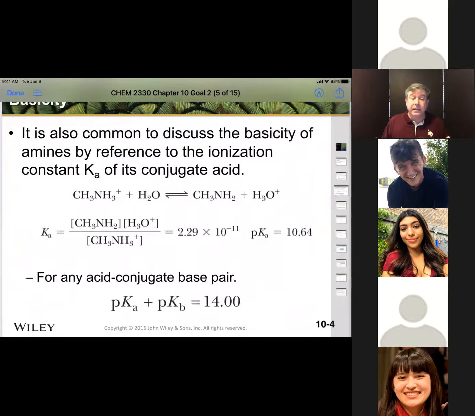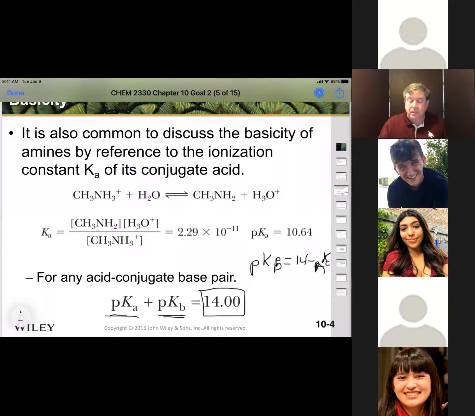The cool thing is that if we add the pKa to the pKb, we always get 14. So that means we can have an acidity constant and actually convert it into our basicity constant just by using this agreement here, which means your pKb is going to be equal to 14 minus pKa. That's B, and that's A.